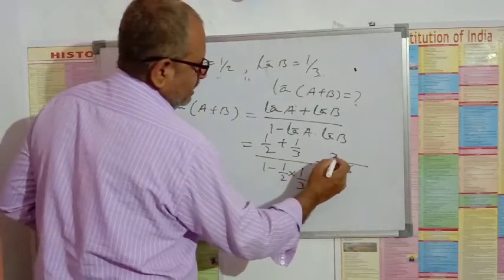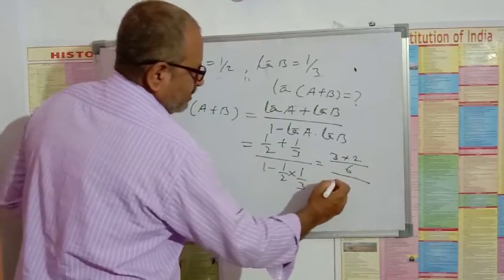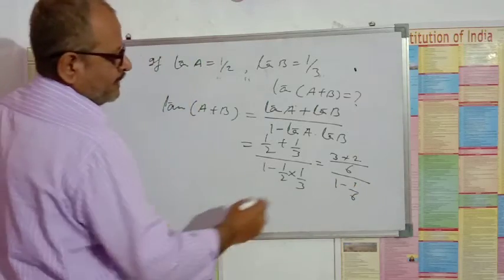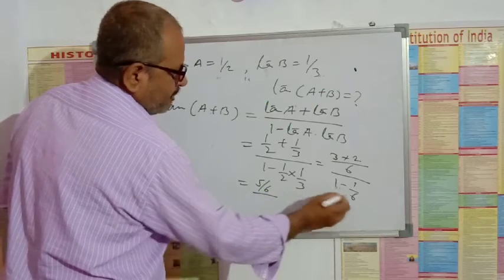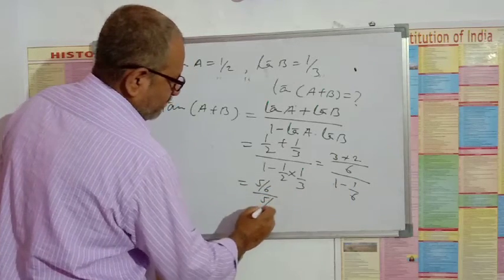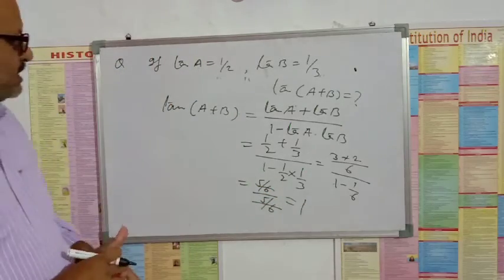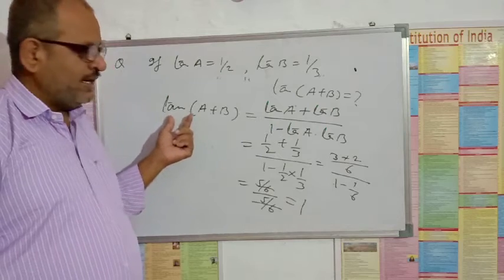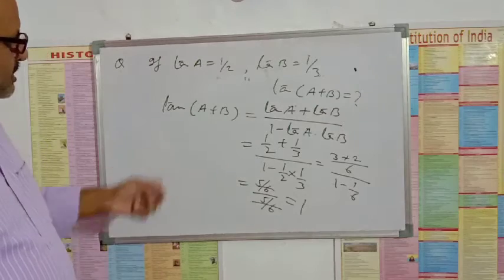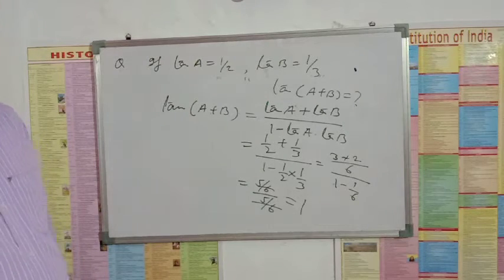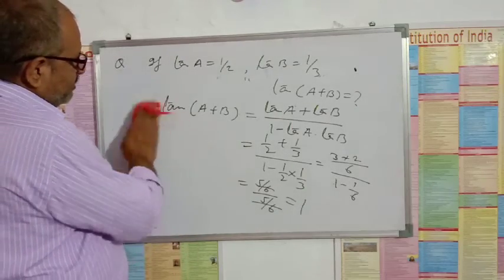So 2 threes are 6, 3 ones are 3. 3 twos are 6, 2 ones are 2. Numerator: 3 plus 2 is 5 by 6, upon 1 minus 1 by 6, which is 5 by 6. Both cancel. So the answer is 1. In this way we can apply tan(A+B), sin(A+B), sin(A-B) like this. So this is the application of the trigonometric function of sum or difference of two angles, A plus B or A minus B.